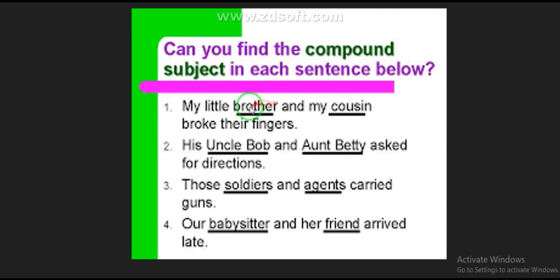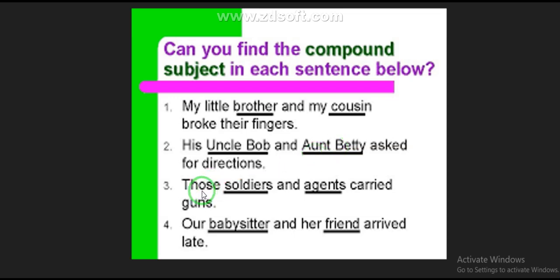Okay, why? Because we have two subjects, brother and cousin. Number two, his Uncle Bob and Aunt Betty asked for directions. Here, about whom am I talking? Where's the name? Is only Uncle Bob the name? No, his Uncle Bob and Aunt Betty. All of this is the complete subject. But where's the compound subject? The compound subject is when we have two subjects. Where are the two subjects that we have? Uncle Bob and Aunt Betty. So we have two subjects, so we call it compound subject.